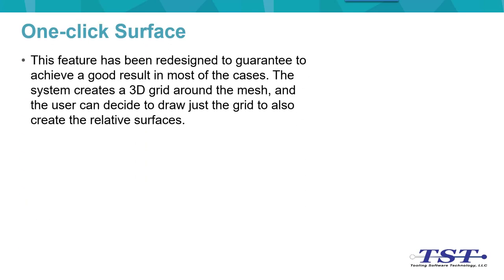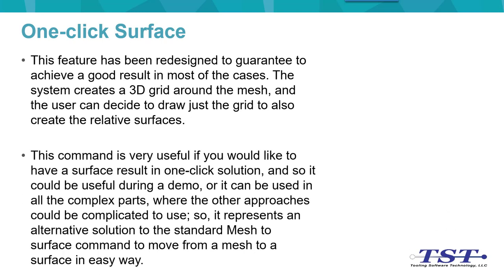One-click surface. This feature has been redesigned to guarantee that this command gives you good results in most cases. The system creates a 3D grid around the mesh and allows the user to decide to draw the grid or just create the relative surface off of it. This command is very useful if you would like to just have a surface result and a one-click solution. So it could be used during a demo, or it can be used in complex parts, where the other approaches could complicate the use.